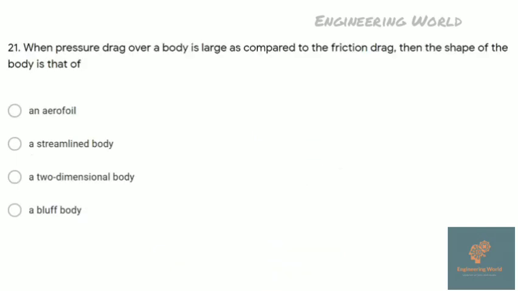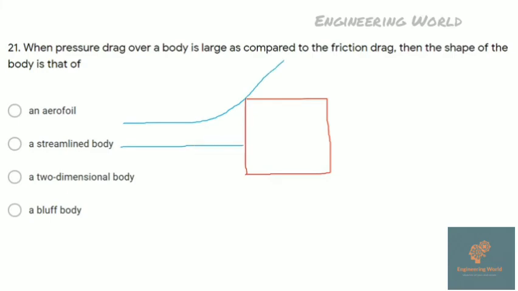Okay, then when a pressure drag over a body is large as compared to frictional drag, then the shape of the body is that of, here I am going to show you what is the bluff body and what is the streamlined body. This is a bluff body, that is a body for which flow separation occurs as early as possible. This is flow separation, this is a bluff body. Here flow separates, and due to this there is a wake area, and now I am showing you a streamlined body.